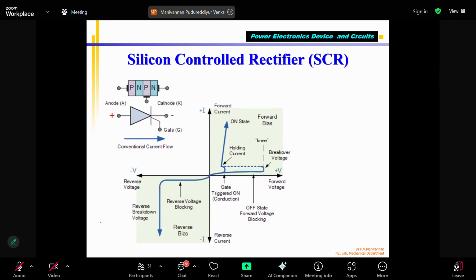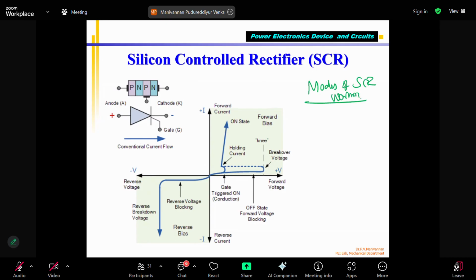Now, for normal operation: the SCR is a 4-layer device. It has three pins. One is called the anode pin, the other is the cathode, and the third pin is the gate pin. The gate pin is called the control pin. Anode and cathode should be biased through the load. We are going to see how we can do that. Now, when we talk about the SCR, there are modes of SCR working.